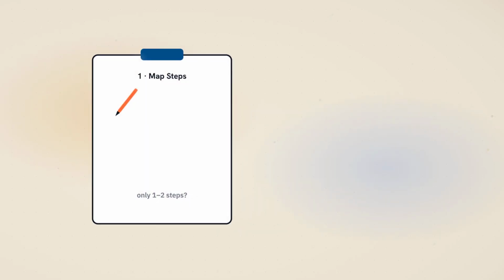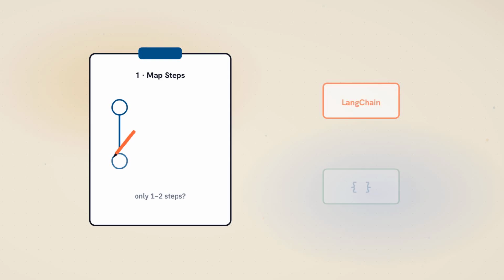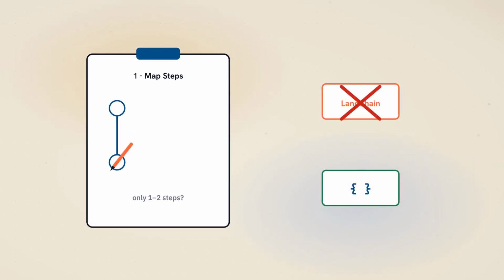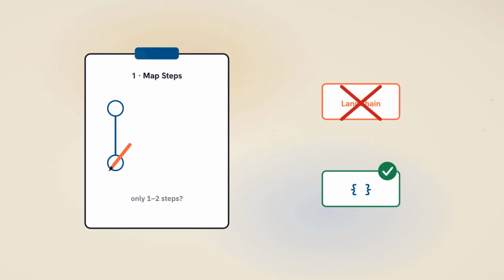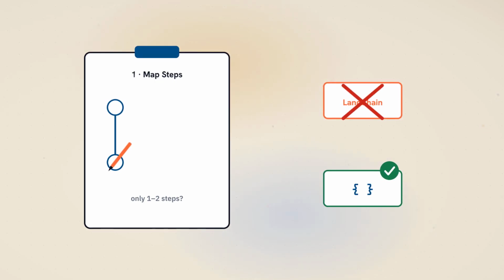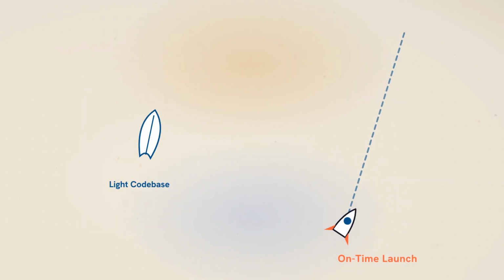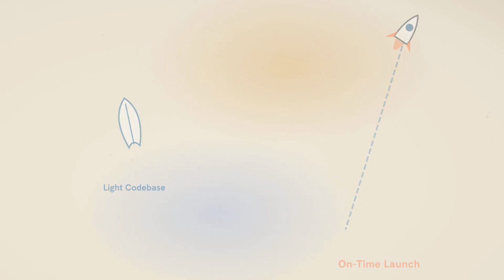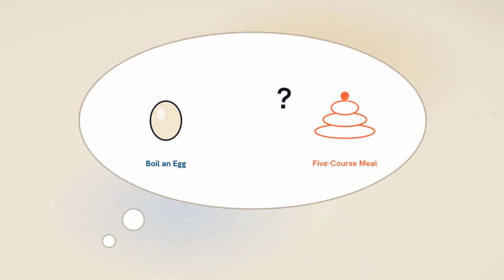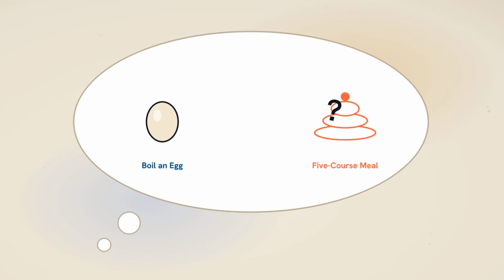Here are your 2 moves as a PM. First, ask your devs to map out the exact steps the AI needs to take. Second, if there are only 1 or 2 steps, tell them to skip the framework and just write plain code. This keeps your codebase light and your launch date on track. Always ask your team, are we boiling an egg or are we making a 5-course meal?